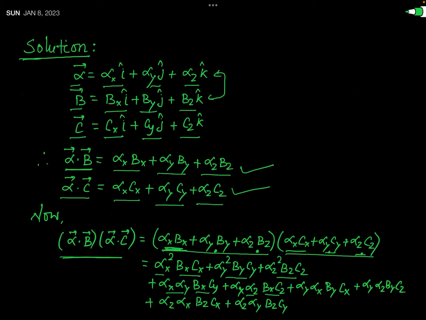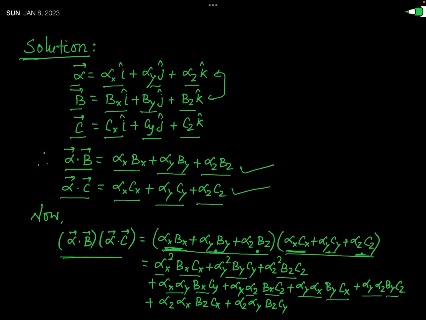Okay. Now we will take the product of this alpha y by with the remaining terms, and that will be what? Alpha y by times alpha x cx. So this will be equal to alpha y alpha x times by cx. Okay. Now multiply this alpha y by with alpha z cz. So this will be alpha y alpha z by cz.